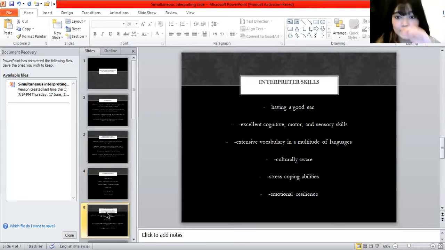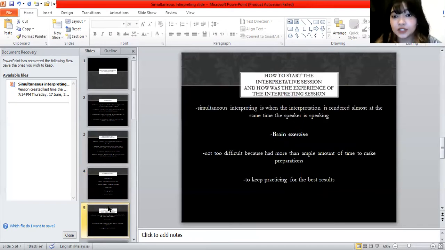Okay, and the next is how to start the interpretative session and how was the experience of the interpreting session. Okay, the first one is simultaneous interpreting, which is when the interpretation is rendered almost at the same time the speaker is speaking. Like no gap. If there is a gap, it is only like 3 seconds. Speakers speak, interpreters have to speak. No gap.